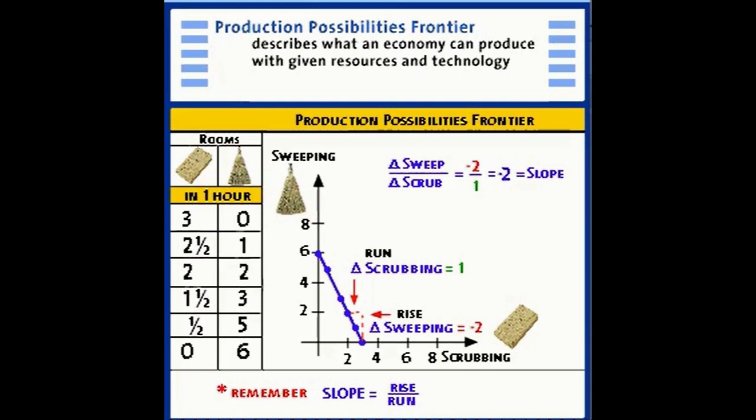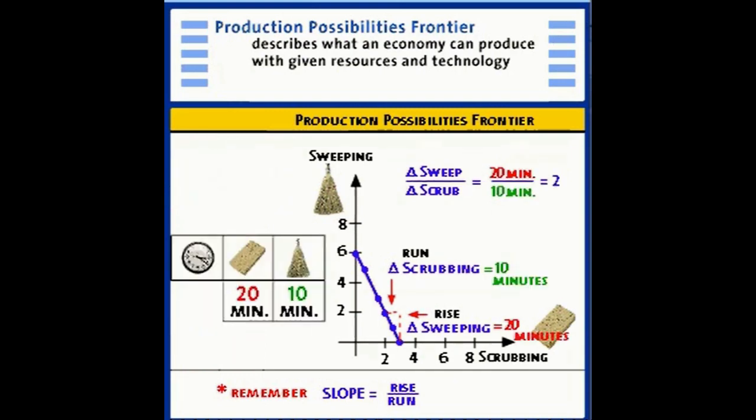Divide that by the 10 minutes that it takes to sweep a room, and you see that he could be sweeping 2 rooms in the time that it takes him to scrub 1. And that's the slope of this line. The opportunity cost is the slope of the production possibilities frontier. Notice that we have a line here, so we can describe it with an algebraic equation.